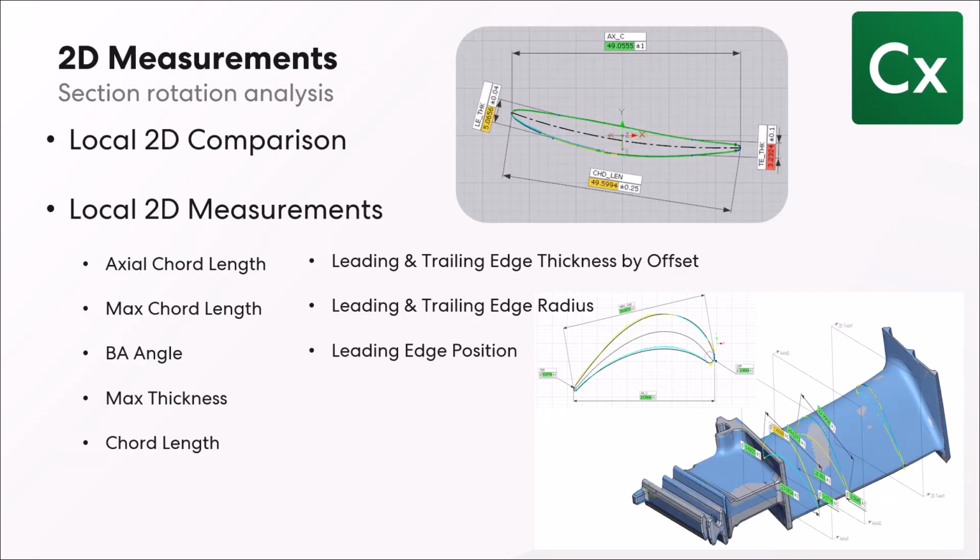In the airfoil analysis tool, besides a 2D comparison, the most common dimensions can be easily extracted as 2D measurements from each section, as shown in the images on the right. For easy reporting, the visibility of those measurements can be toggled on or off, and some parameters can be configured for different measurement principles.